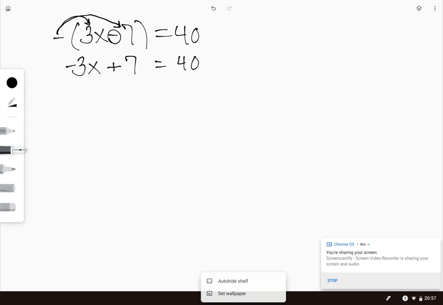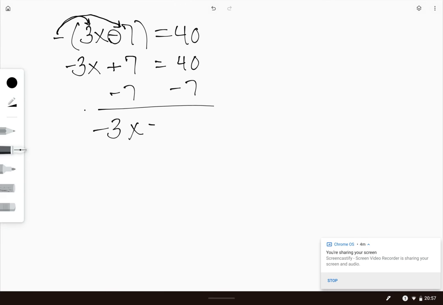So same thing, it's just a two-step equation from here. Subtract 7 from both sides. Then divide both sides by the negative 3. So x equals negative 11.